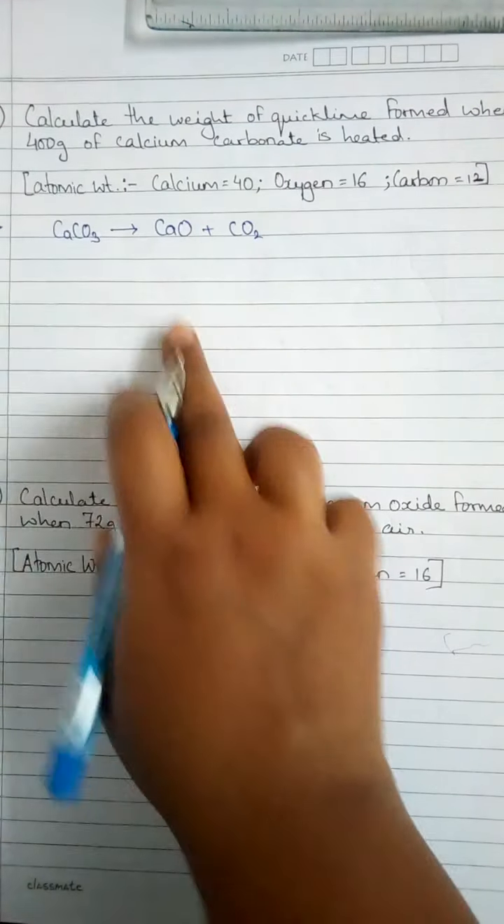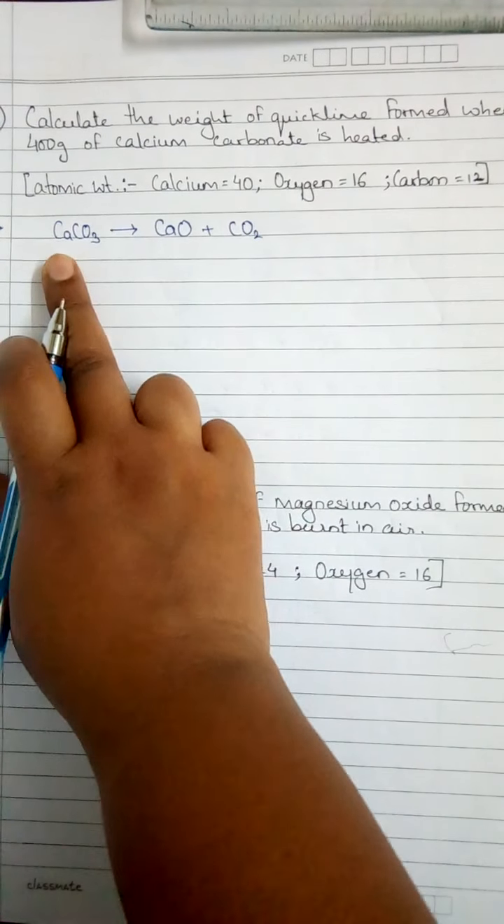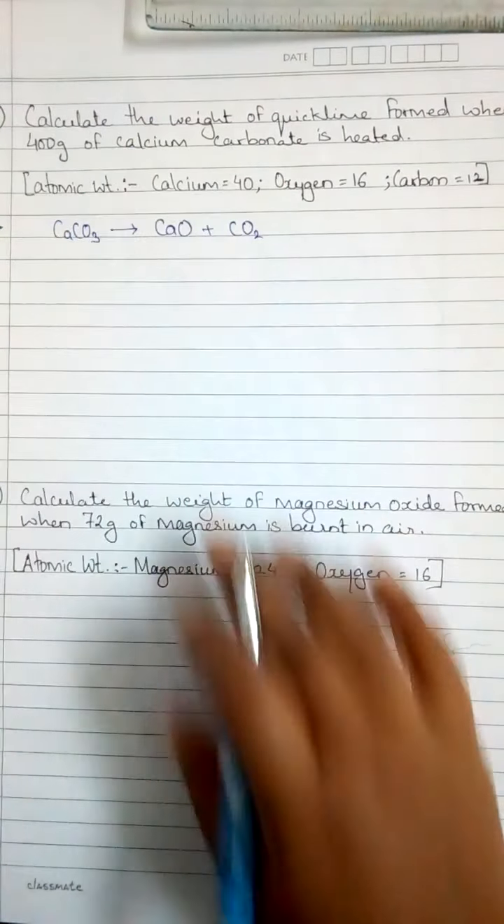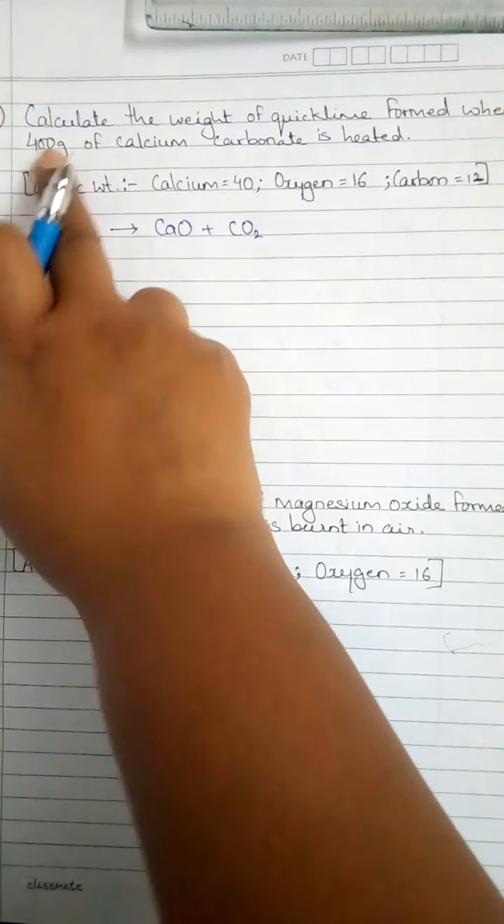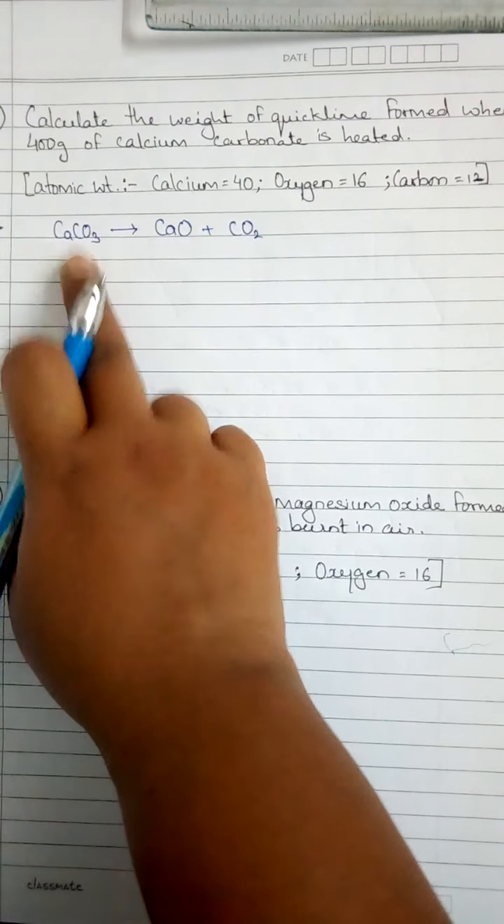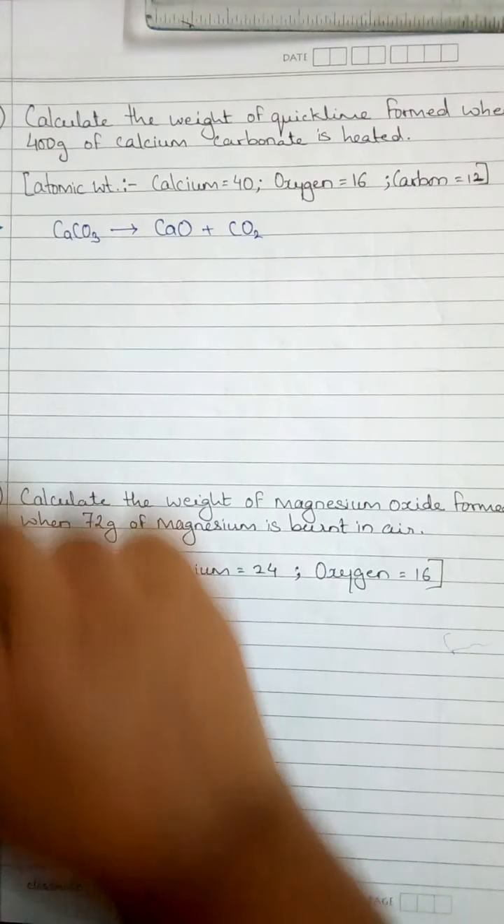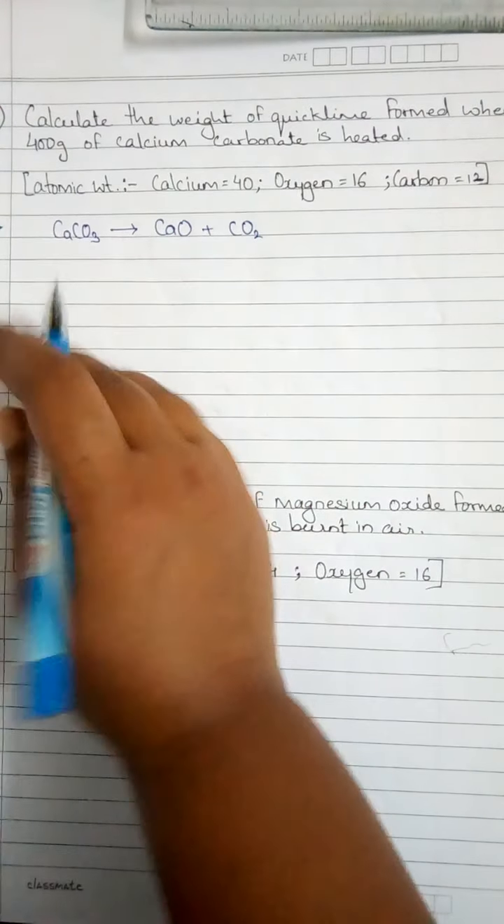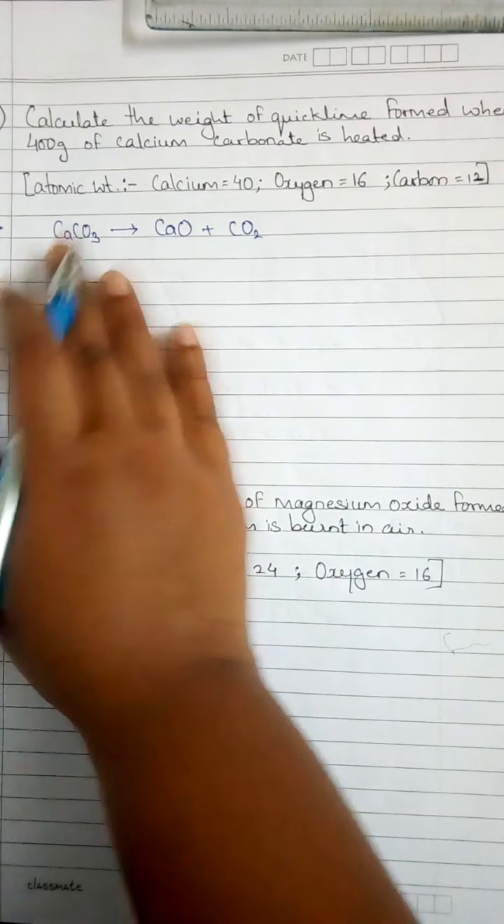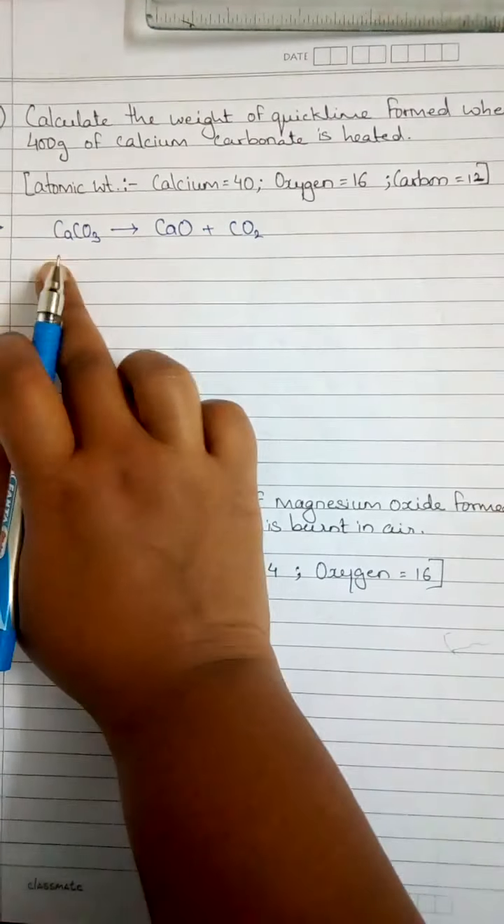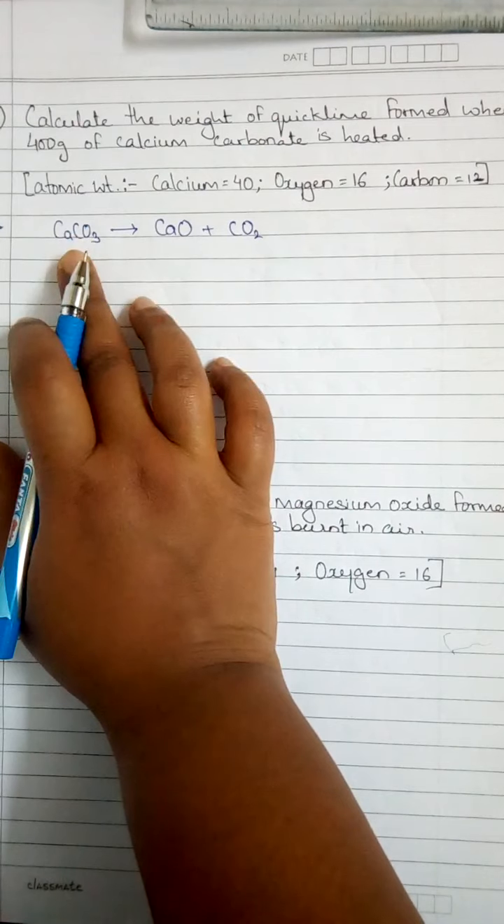Okay, now they are asking us to calculate the weight of quicklime. Now this is how much they are burning. Okay, but we don't know any masses. Now we'll first see how much mass it will produce, for how much reactant, how much product has been made. So CaCO3.